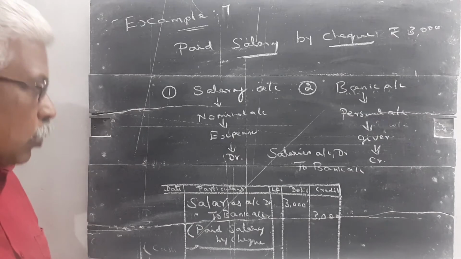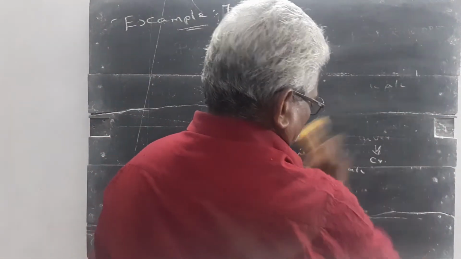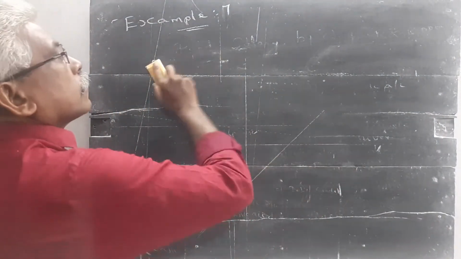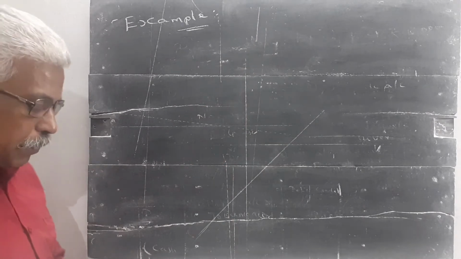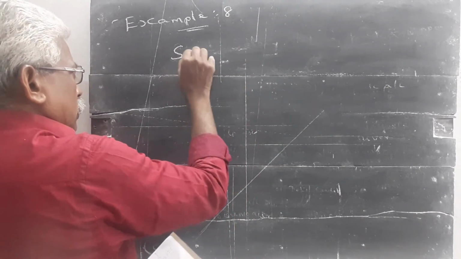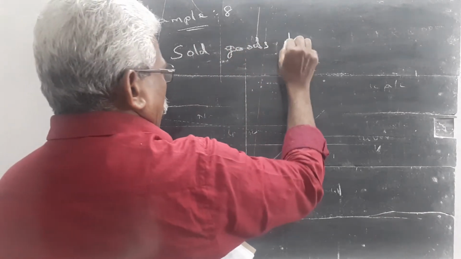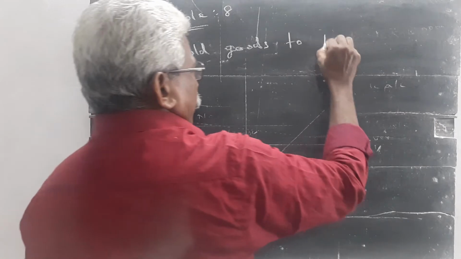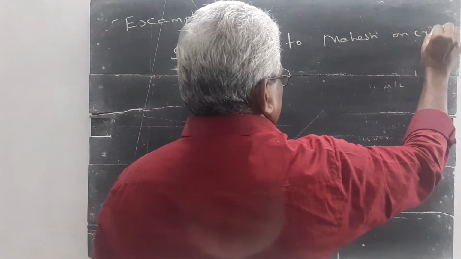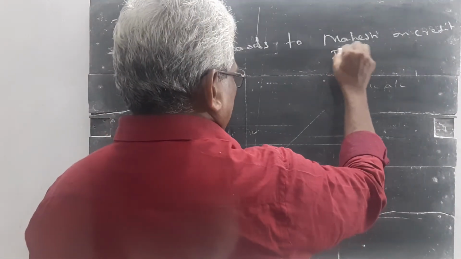Okay, then the 8th question, example number 8. Sold goods to Magesh on credit, rupees 9,000.